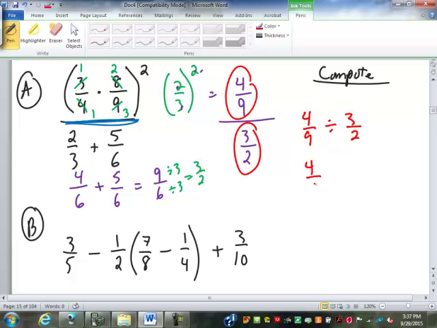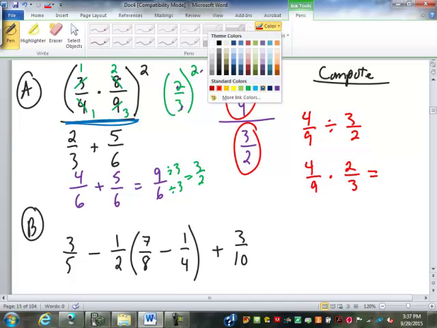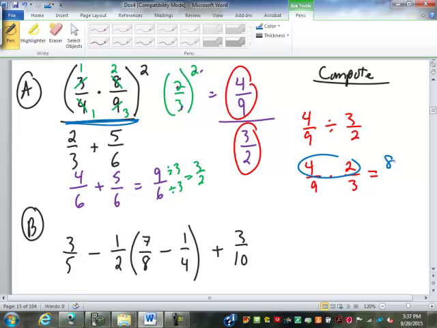So that's going to be 4/9 times 2/3. So 4 times 2 is 8. 9 times 3 is 27. So that becomes 8/27. How many people had 8/27? Show of hands.